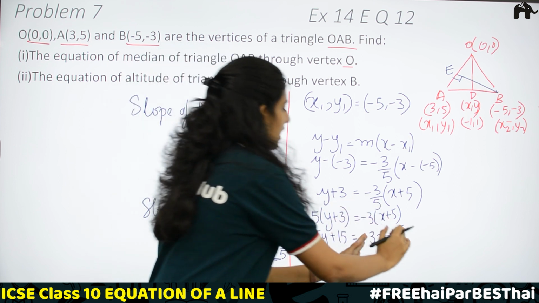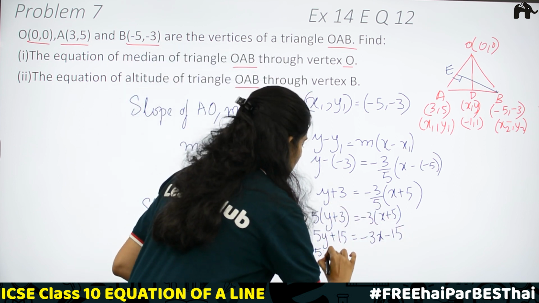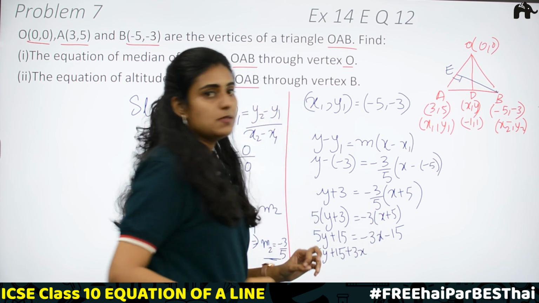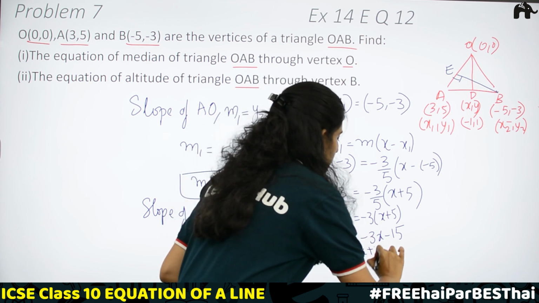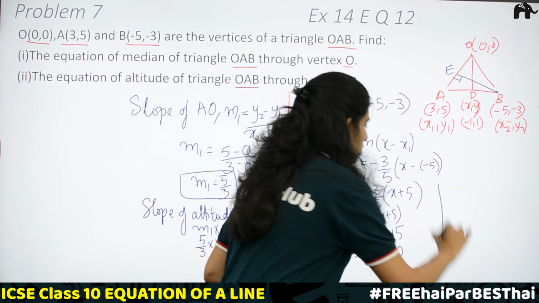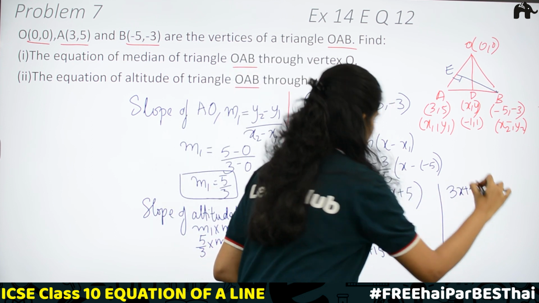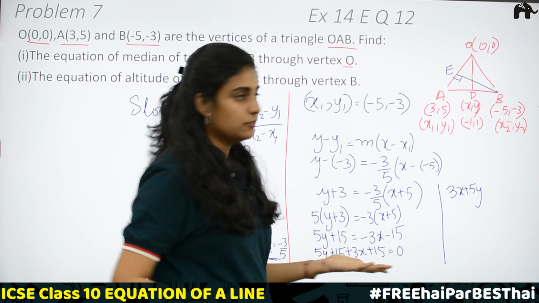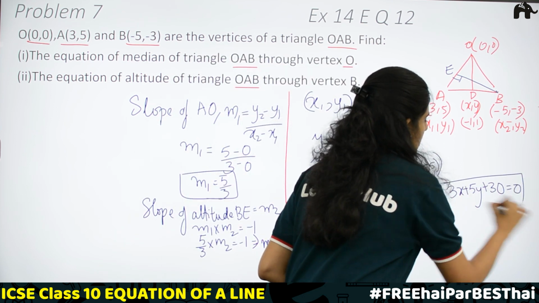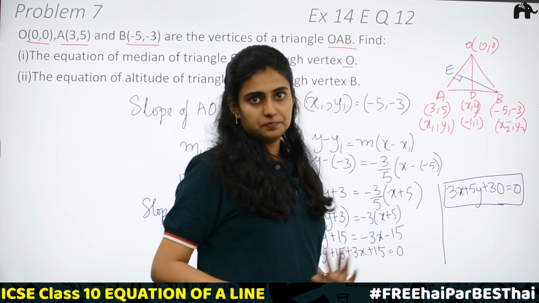Okay. Now, bringing all terms to the left hand side, we get 5y plus 15, and minus 3x becomes plus 3x, plus 15 is equal to 0. So, the required equation of the line is 3x plus 5y plus 15 plus 15, that is plus 30 equal to 0. So, this is the equation of altitude BE.